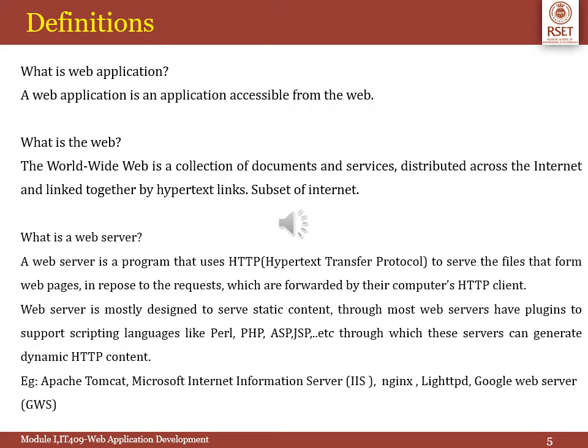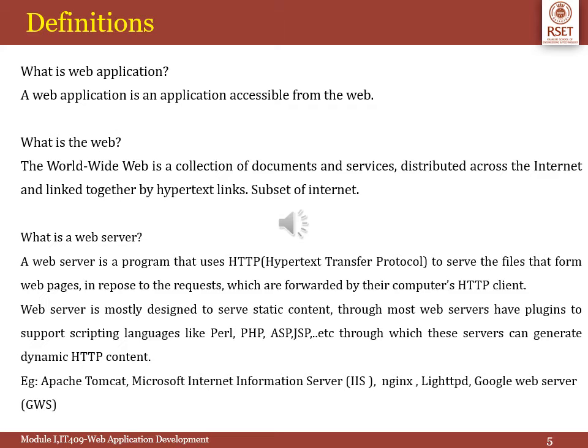Let's discuss some of the common terminologies that come up in web application development. A web application is an application accessible from the web. The World Wide Web is a collection of documents and services distributed across the Internet and linked together by hyperlinks. The web is therefore a subset of the Internet. All the web applications are run and created on servers. A web server is a program that uses HTTP, the Hypertext Transfer Protocol, to serve the files that form the web pages in response to requests forwarded by the computer's HTTP client. Some common examples of web servers are Apache Tomcat, Microsoft Internet Information Server (IIS), Lighttpd, Google Web Server (GWS), etc.